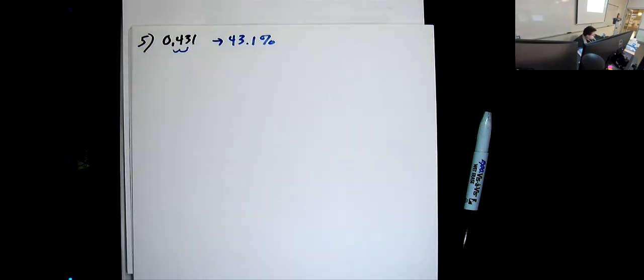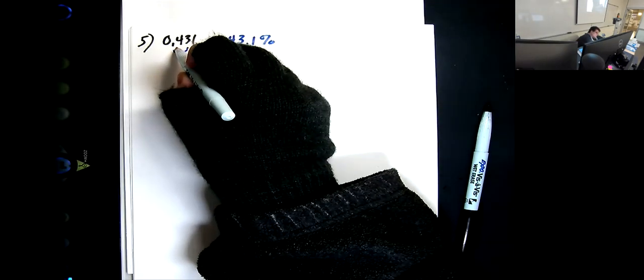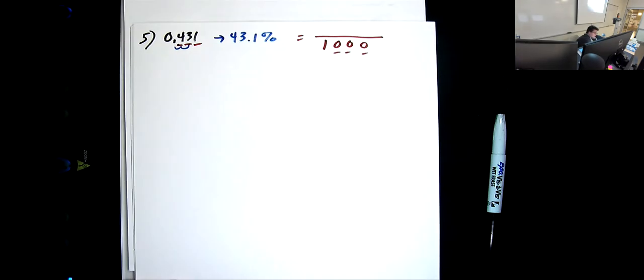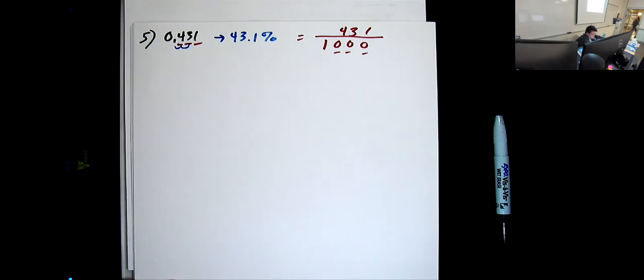In terms of writing it as a fraction, what I'm going to do is count up how many decimal places there are. There's 1, 2, 3. And I'm going to make a fraction that's got a 1 on the bottom and then that many zeros. 1, 2, 3. And I will take my 431 and put it right on top. And 431 might be prime. I don't know that it reduces. If it does, it's got big numbers and we're not going to do it.